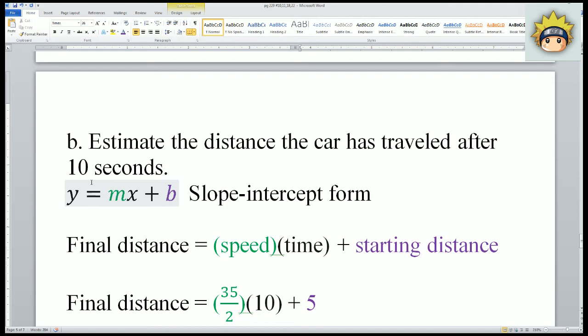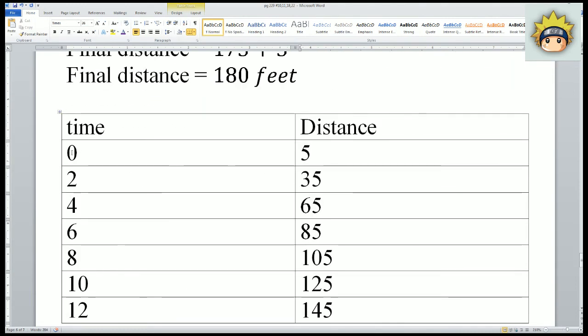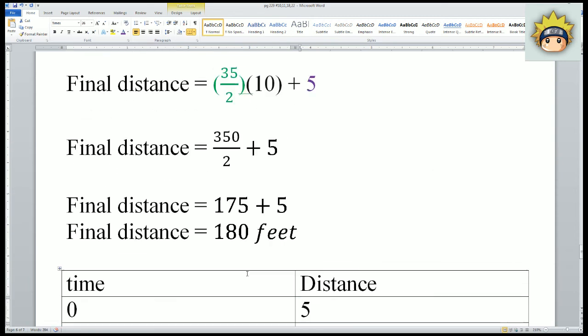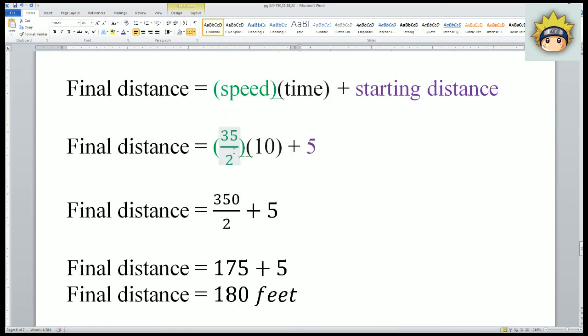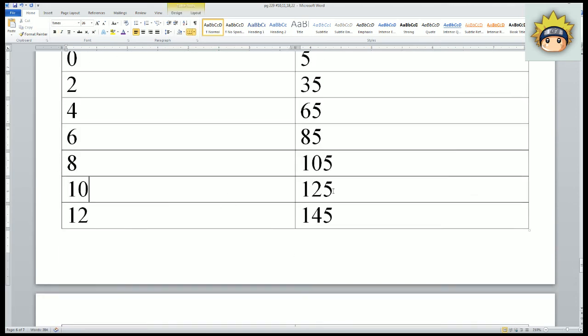It says find the distance the car has traveled after 10 seconds. So 10 seconds should be 125. Something is off here. This should have been 30, but it still comes out to 125. Hold on.